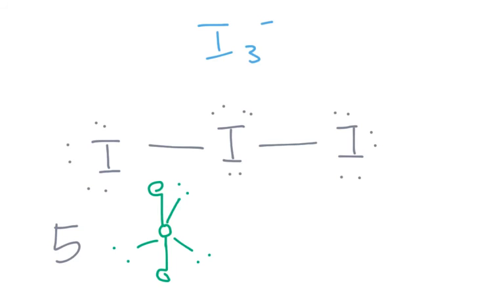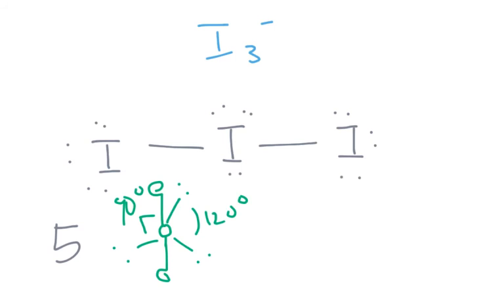So notice how a trigonal bipyramidal is made up of a trigonal planar and two, I guess, axes that go up and down. So this is going to have 120 degrees, and this is going to be, I'm assuming, 90 degrees. And this is going to be our electron geometry. But now let's take a look at our molecular geometry.